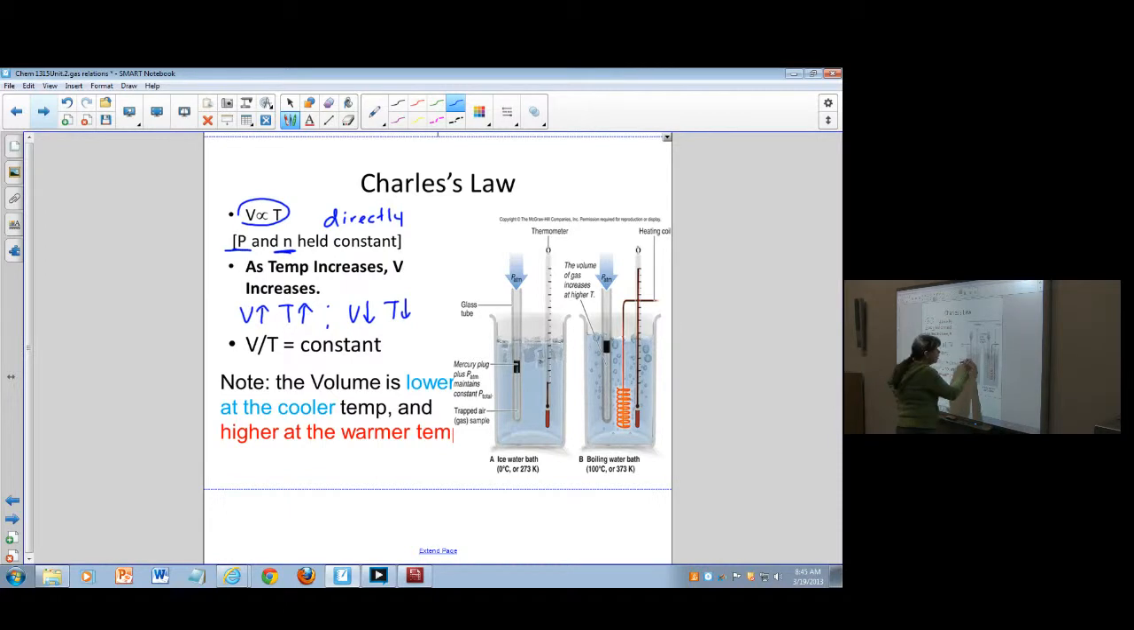So in this case, let's just have a look at this. We've got some kind of a mercury plug here, and this section right here is the gas that's trapped in that tube. At some particular pressure and temperature, this is 0 degrees Celsius, we have some particular volume. So let's instead consider heating up the water. Notice what's happened to the trapped air. There's a lot more of it now than there was before. So there is a relationship between the temperature and the volume.